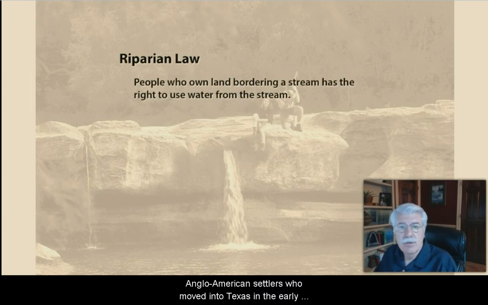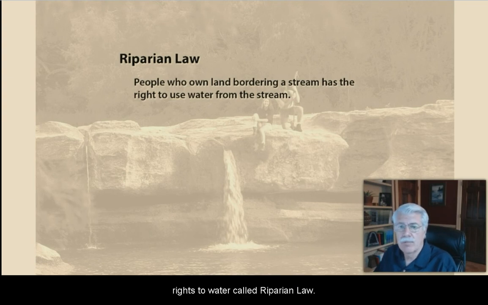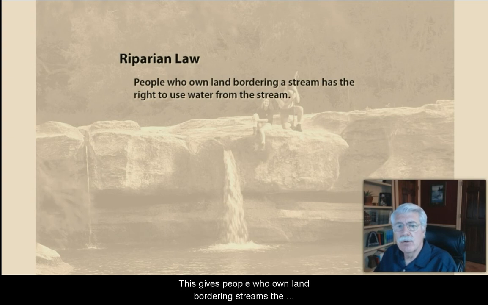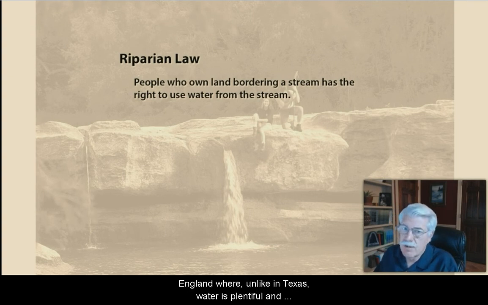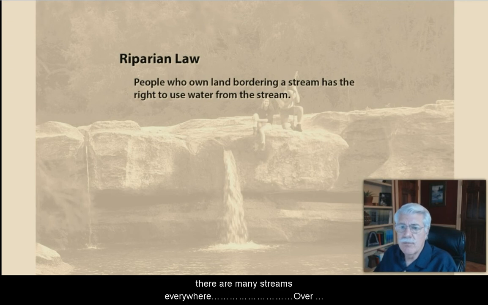American settlers who moved into Texas in the early 1800s brought with them a different system of granting rights to water called Riparian Law. This gives people who own land bordering streams the right to use water from the stream. It's based on English law and reflects conditions in England where, very much unlike in Texas, water was plentiful and there were many streams everywhere.